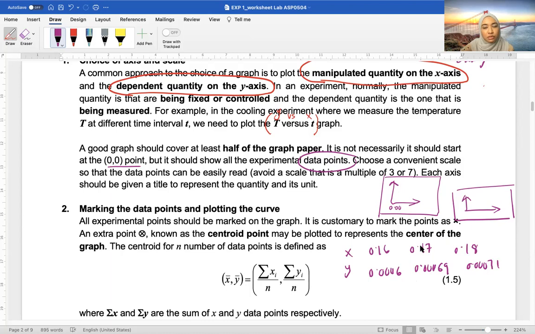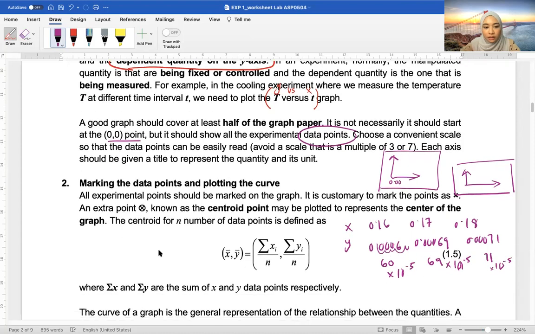It's difficult to read. So how can I do this so that it's easier for me to read and easier for your instructor to read? You write it in scientific notation. So 60, 69, 71 times 10 to the minus 5. So you don't have to put in the minus 5 here.